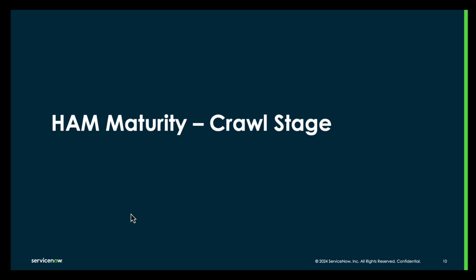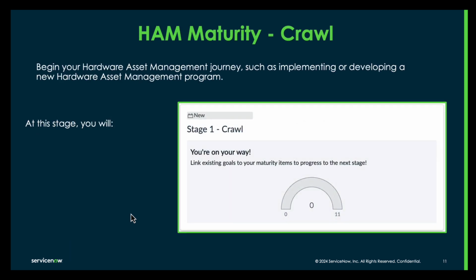All right. Now let's start talking about the crawl stage and the different maturity items in the crawl stage. In the crawl stage, you'll begin your asset journey, and you're starting to develop and implement your new program. And in this stage, you'll be preparing your environment to use HAM effectively. Most customers might already have some of these in place, but we do recommend that it's beneficial if you review each of these items to identify any potential gaps that you might have overlooked as you're trying to set it up.